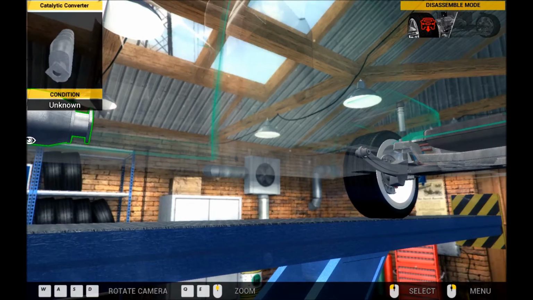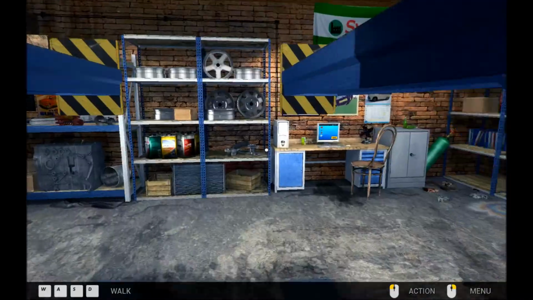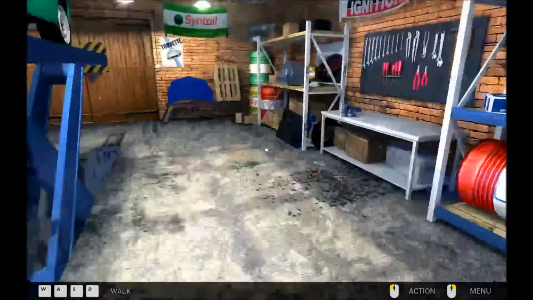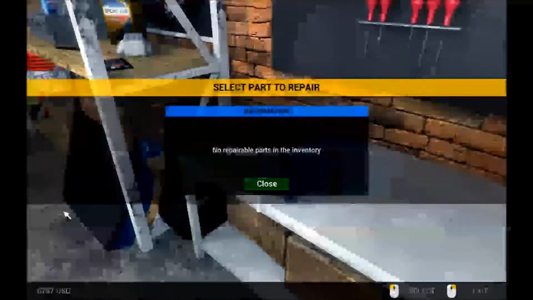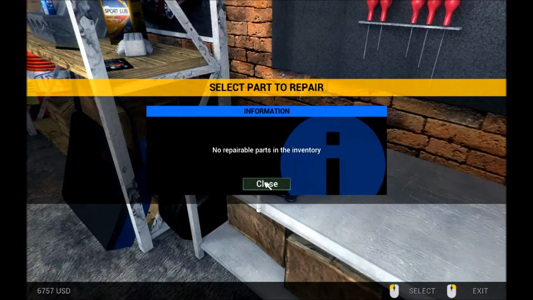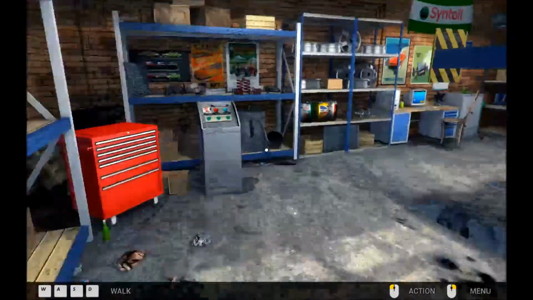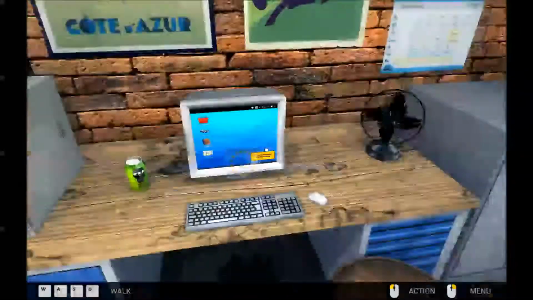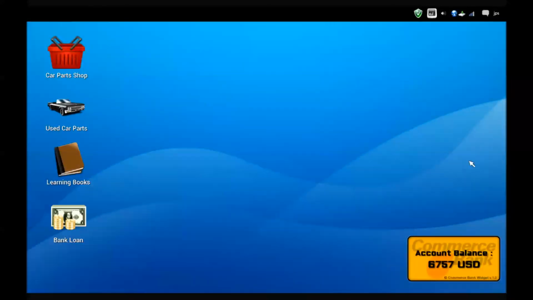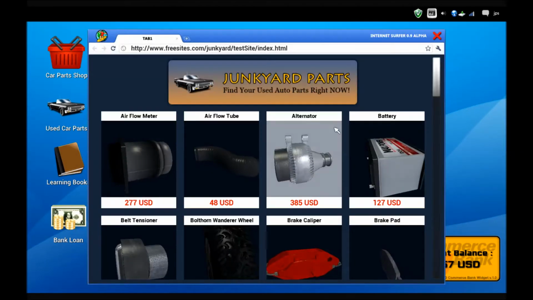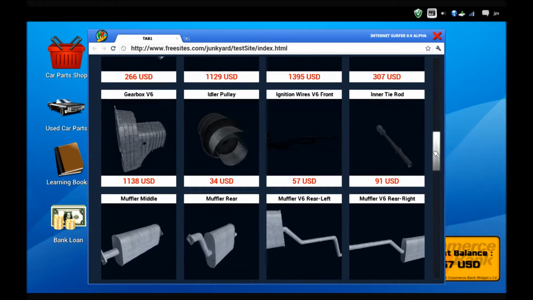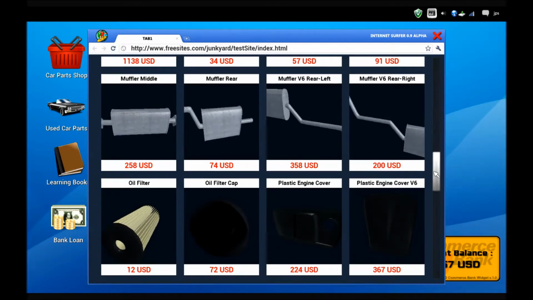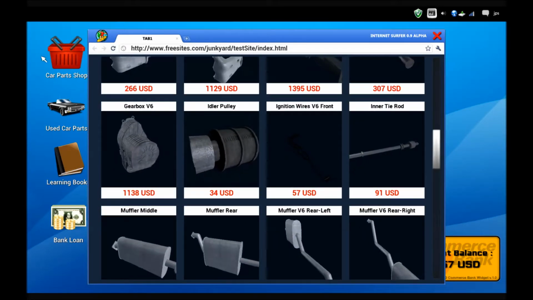22%. Alright. Got a little advice that I need to check for. No, can't. Close window. Right. So I need a middle pipe from exhausts or something. Again, let's check the used car parts. Who knows? Middle exhaust. For middle. No middle. Okay.